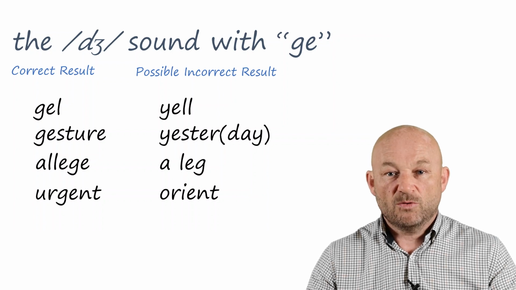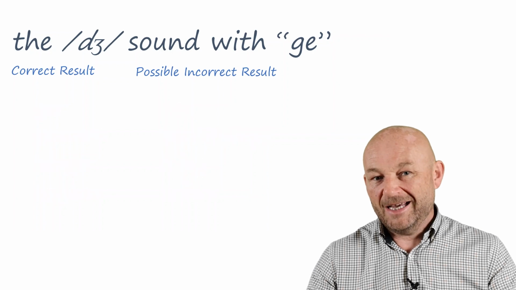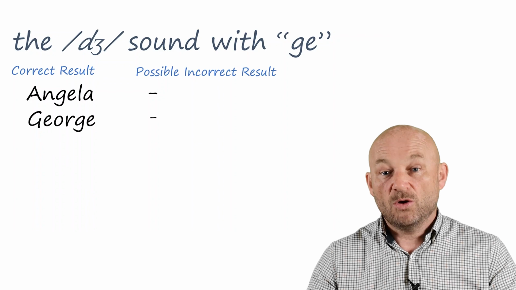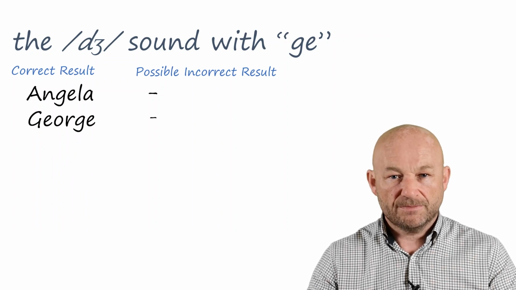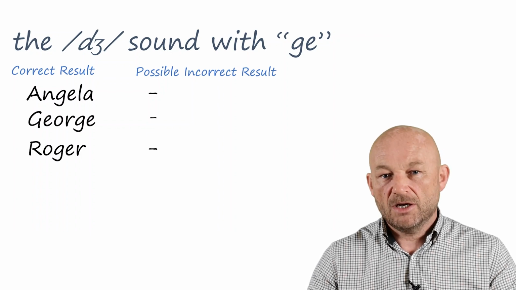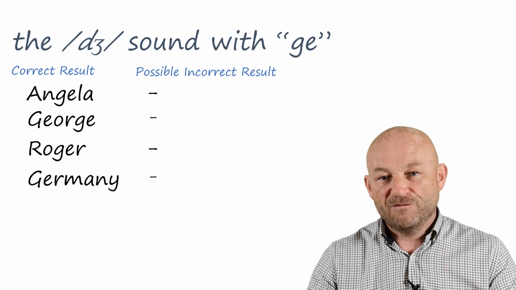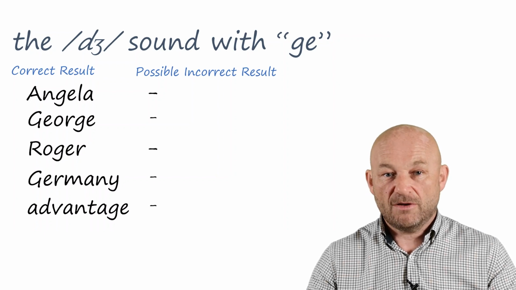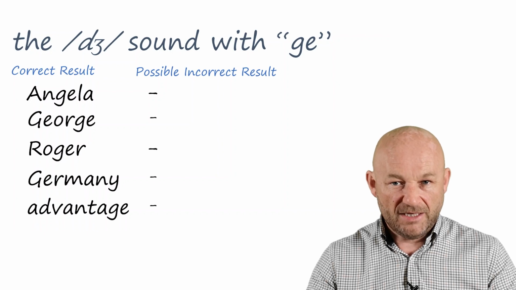And these next words will probably give you the correct results because they are names. But Angela is not Angela. George, notice the J sound twice in this word, so that can be tricky. George. Roger, it's not Royer. Germany, not Yermany. Advantage can also be a difficult word to get right because it also has that difficult V sound. Advantage.